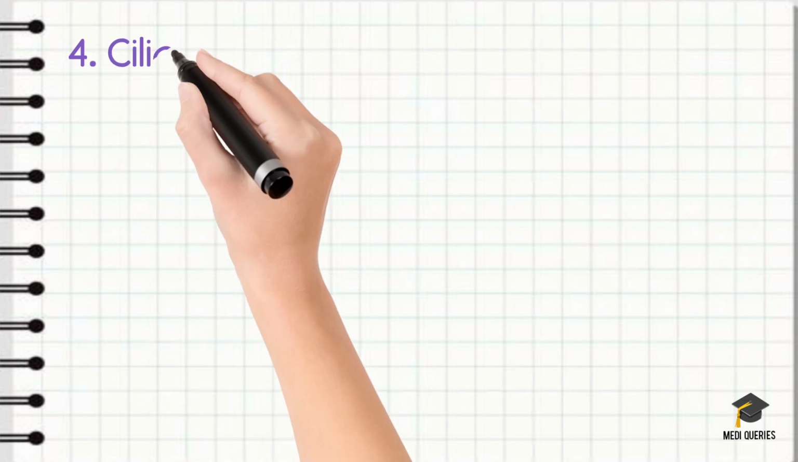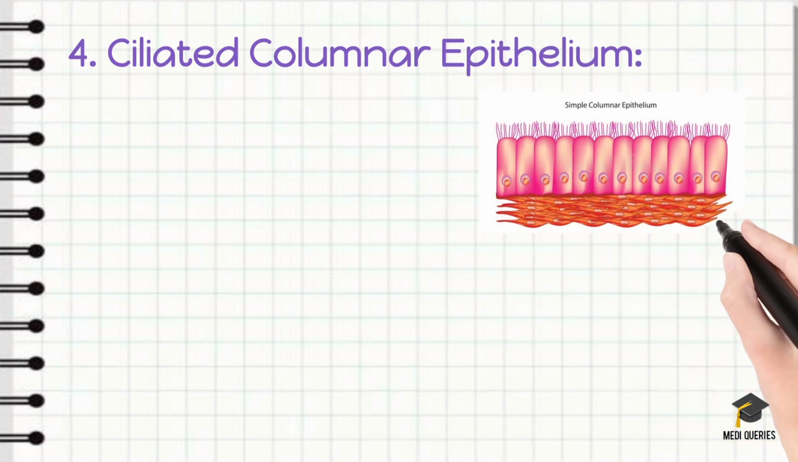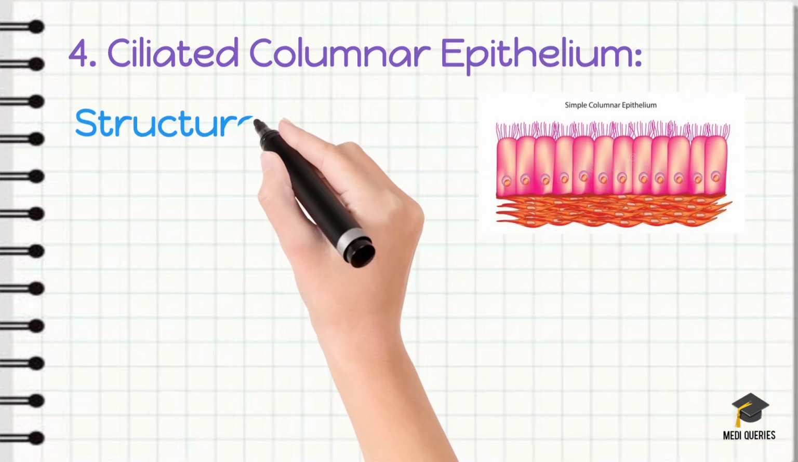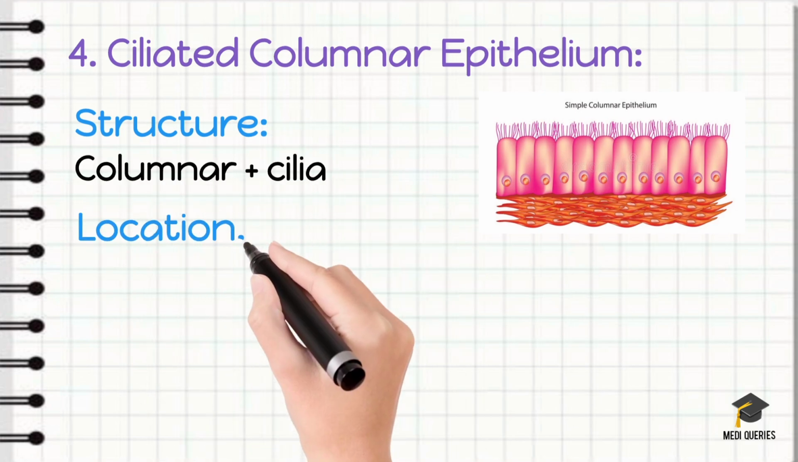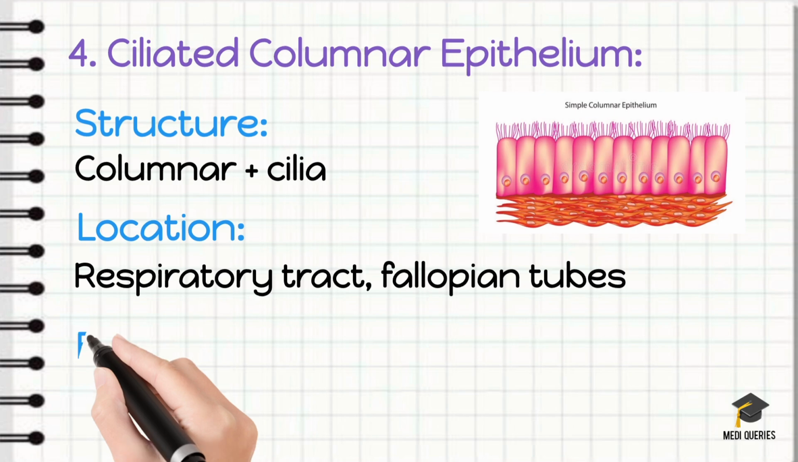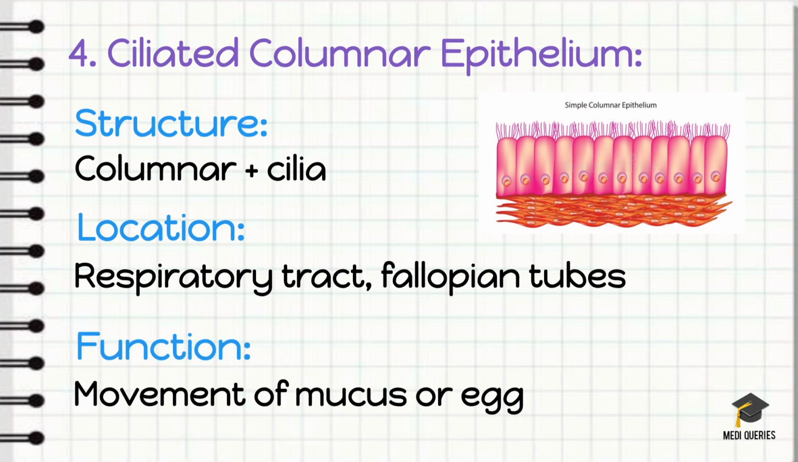And next one is the ciliated epithelium tissue. Coming to the structure, it has a combination of both columnar cells plus cilia. What is this cilia? Cilia are hair-like striations which are mainly present on the cells. These are mainly located in the respiratory tract and fallopian tubes. The function of this tissue is mainly the movement of the mucus or the eggs.